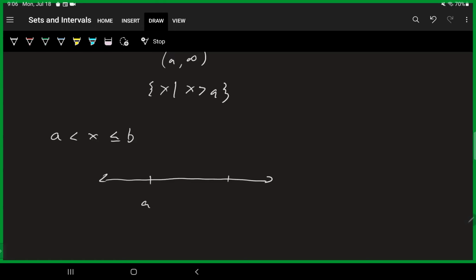I have a number line, and since a should be to the left of b based on the direction of how things are, I am going to write a on the left of my number line, b on the right. And what I'm going to do is shade everything in between. And I have to figure out how to terminate things. Since a is a strict inequality, I'm going to use a round parenthesis. And since b is a non-strict inequality, I'm going to use a square bracket.